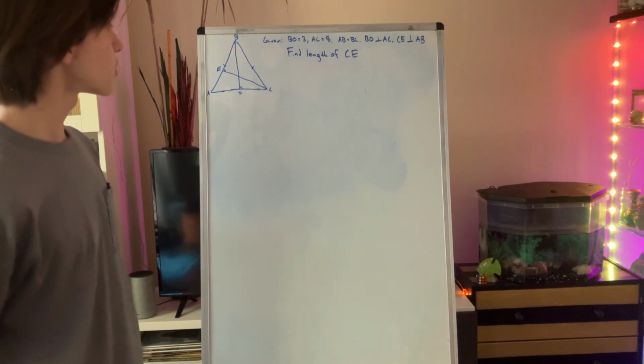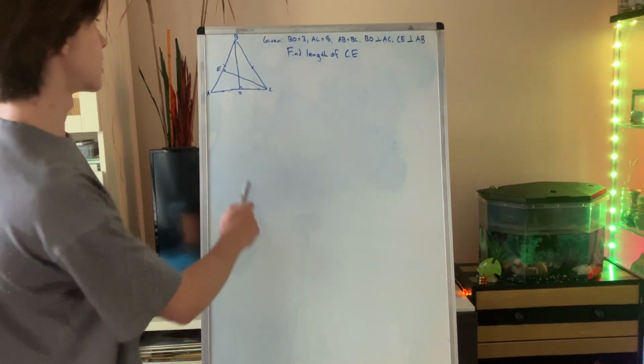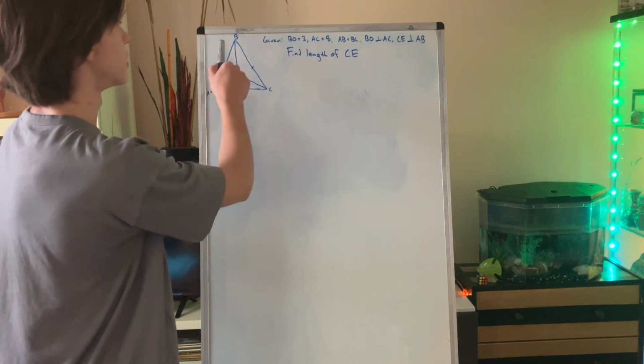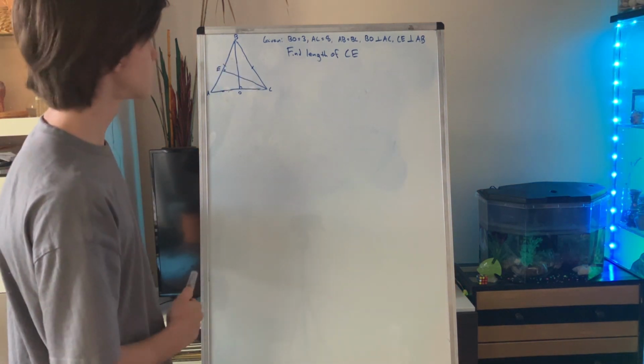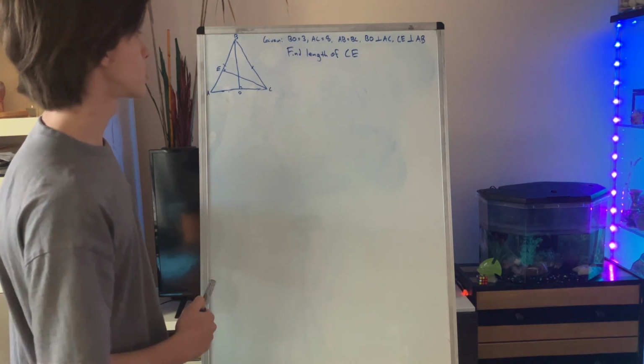Okay, so first, to use some trigonometric ratios, it's better to find the lengths of all the segments outside triangle ABC. So let's do that first.